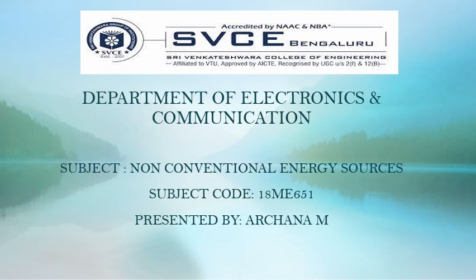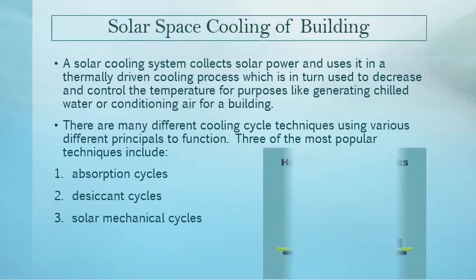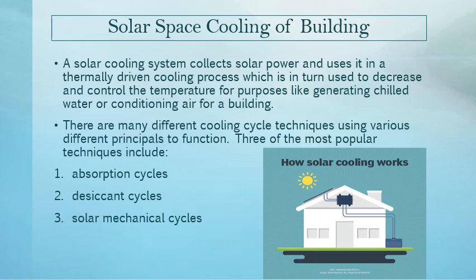Today let us discuss solar space cooling of building under the topic non-conventional energy sources. So what is solar space cooling of building? A solar space cooling system collects solar power and uses it in a thermally driven cooling process, which is in turn used to decrease and control the temperature for purposes like generating chilled water or conditioning air for buildings.